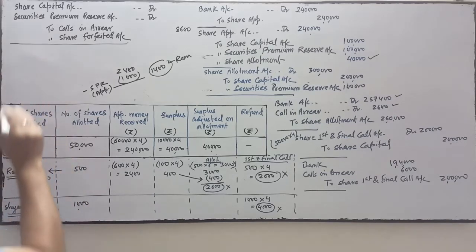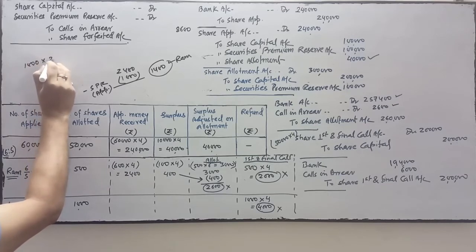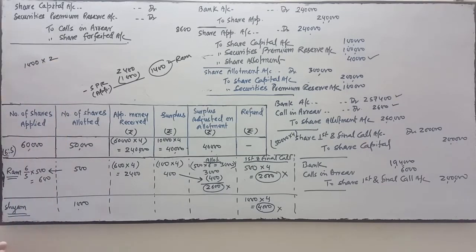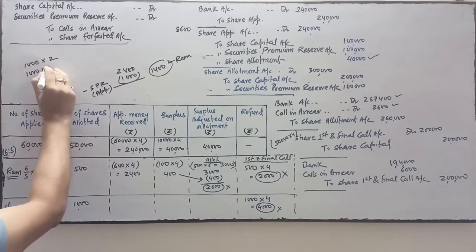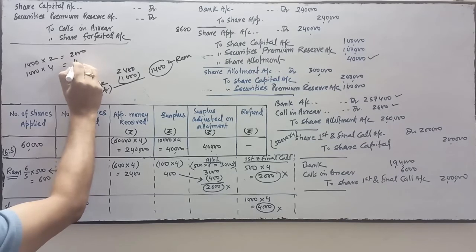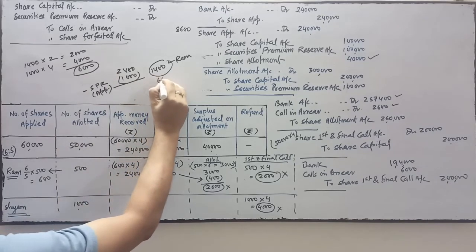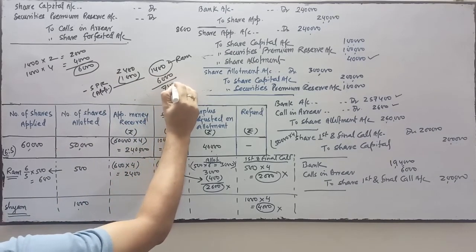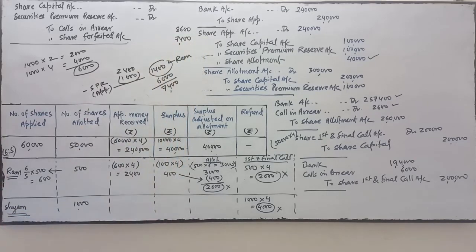Now see about Syam. Syam has been allotted 1000 shares. He has given application rupees 2, excluding premium, and allotment rupees 4. So he has given 2000 on application and 4000 on allotment. So he has given 6000 total. So 6000 plus 1400, 7400 will be forfeited by the company. This amount will be forfeited by the company. 7400 will be forfeited by the company.